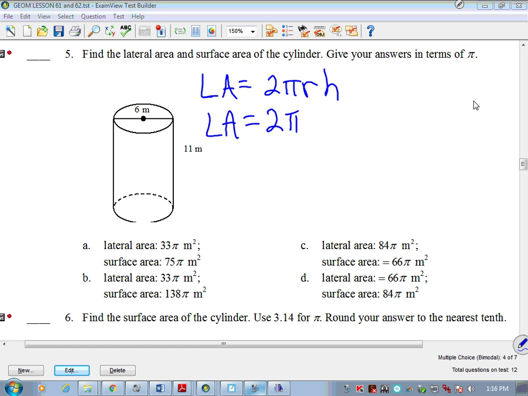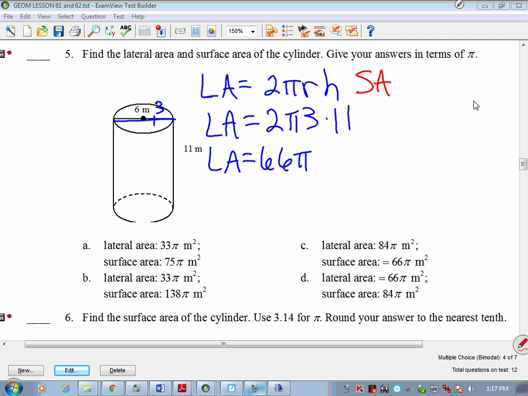Now they show me that this line is 6, which means we just want the radius. So my radius is 3 and my height is 11. We want our answer in terms of pi. So 3 times 11 is 33. 33 times 2 is 66. My lateral area is 66 pi.